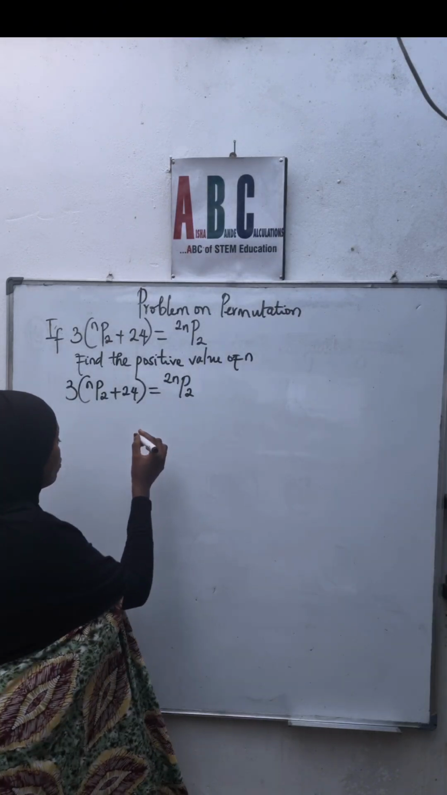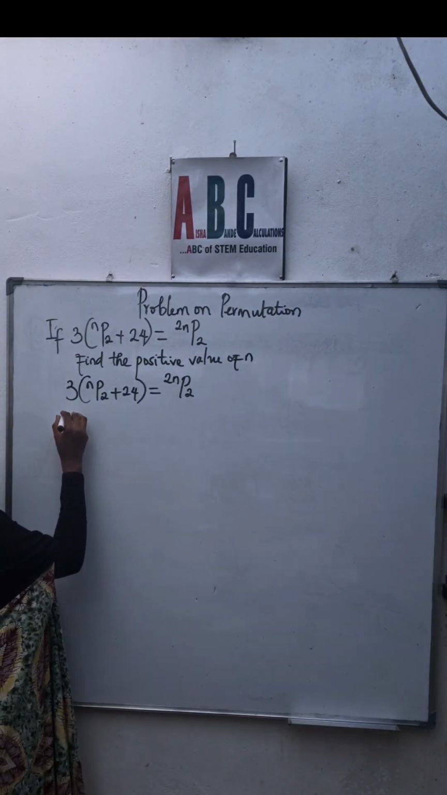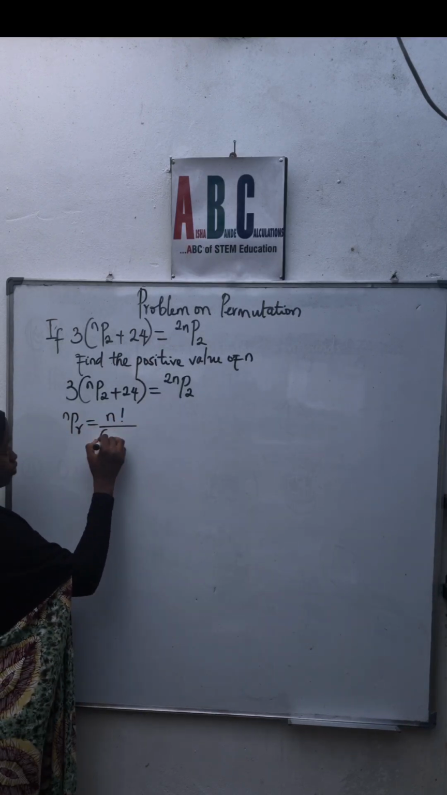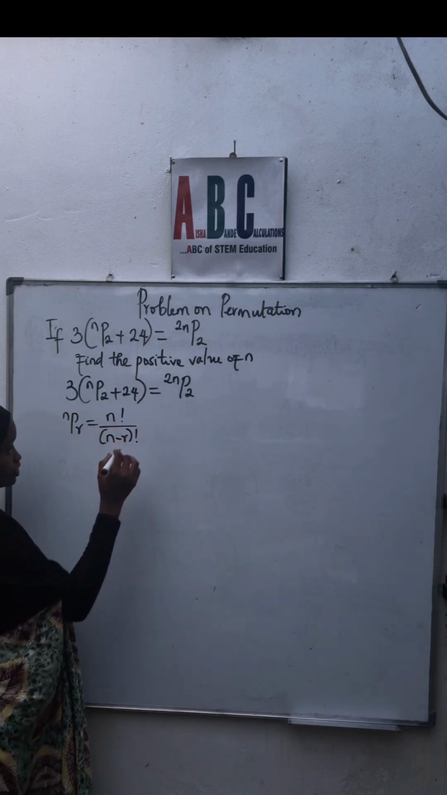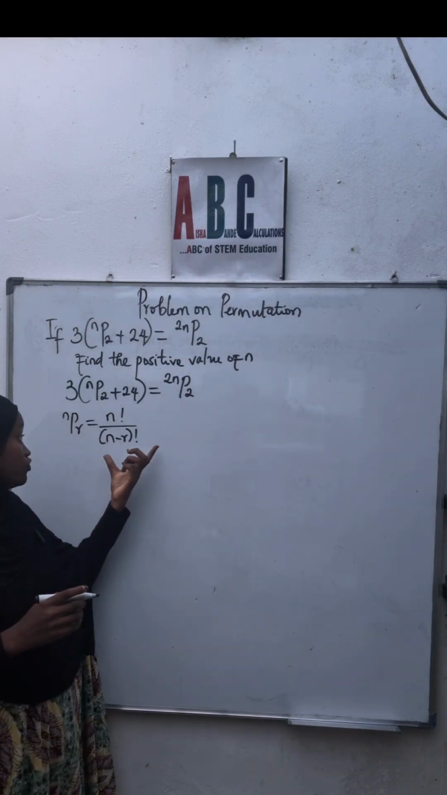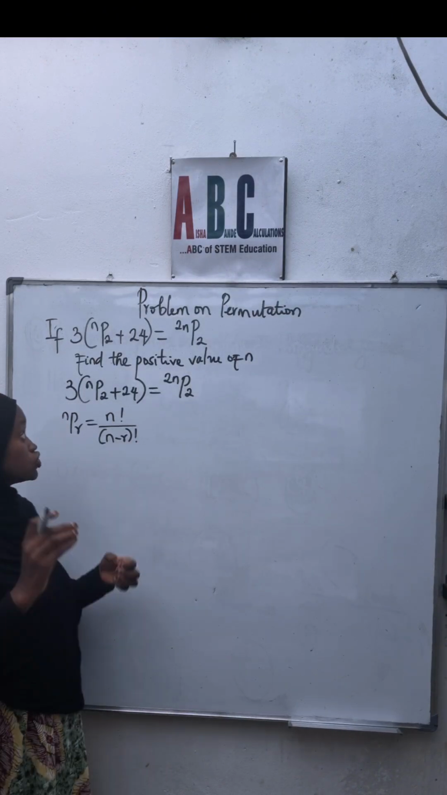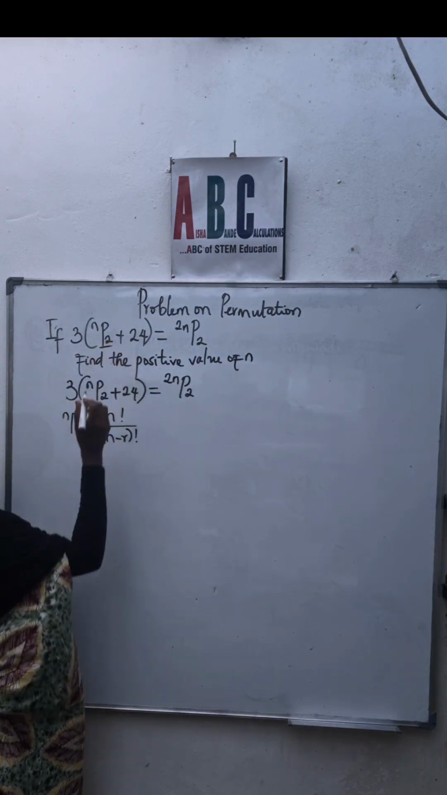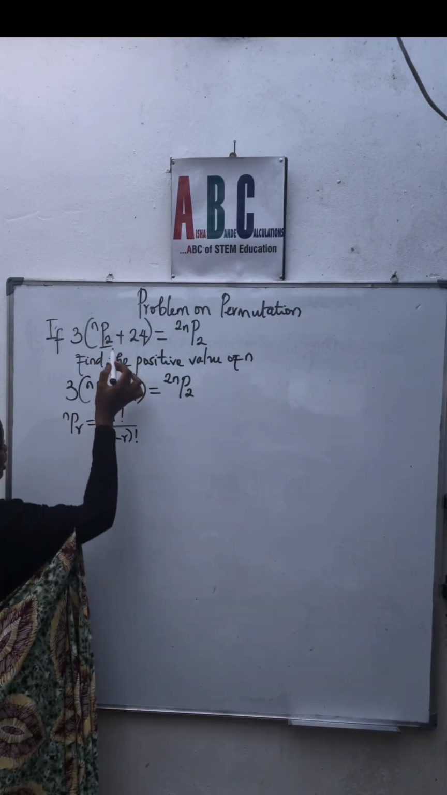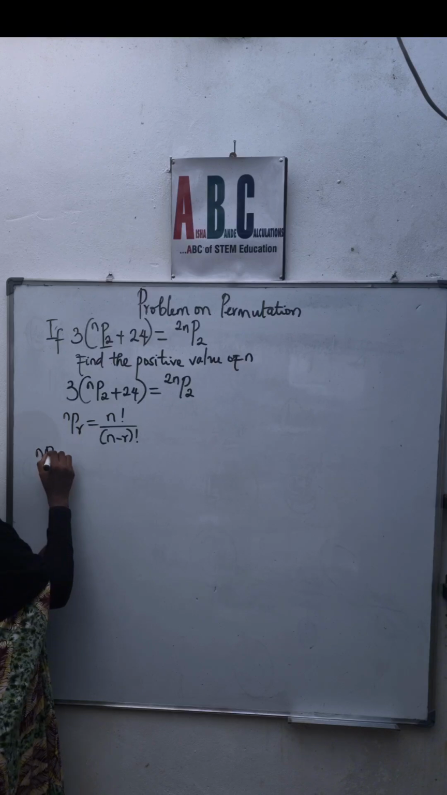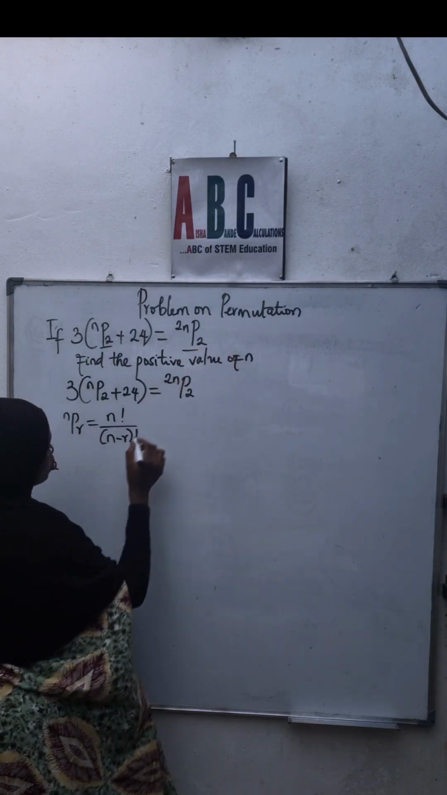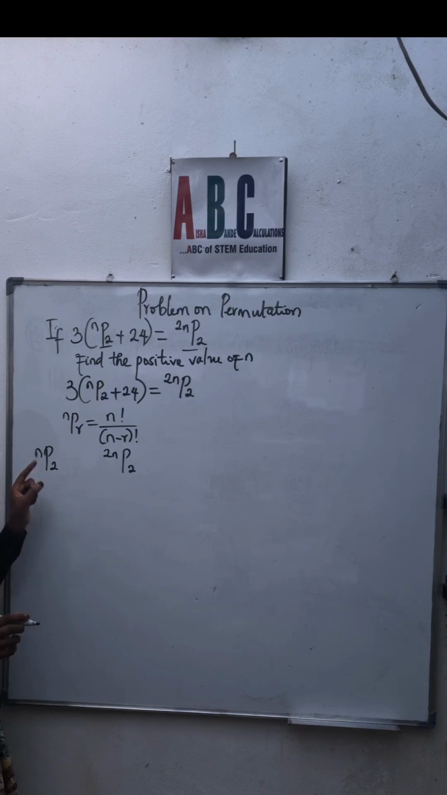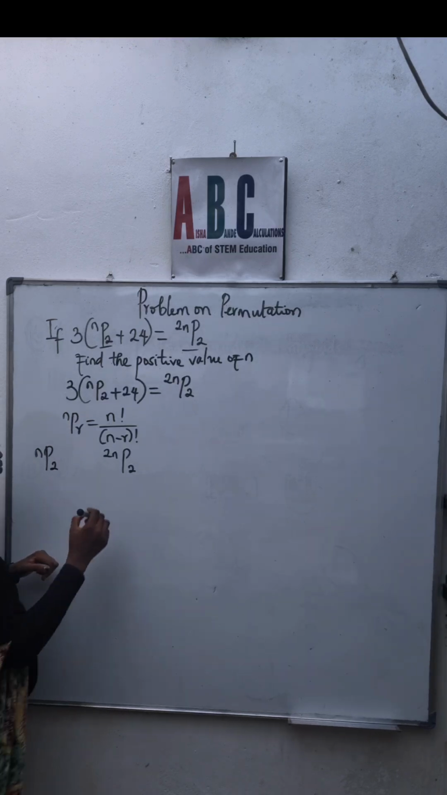Recall the formula for permutation, where we have nPr. This is equal to n factorial over (n minus r) factorial. This is the formula for permutation. So let's work with what we have first in the bracket. We have nP2. So we're going to simplify nP2, and also we're going to simplify 2nP2. Let's begin with the first one, which is nP2.